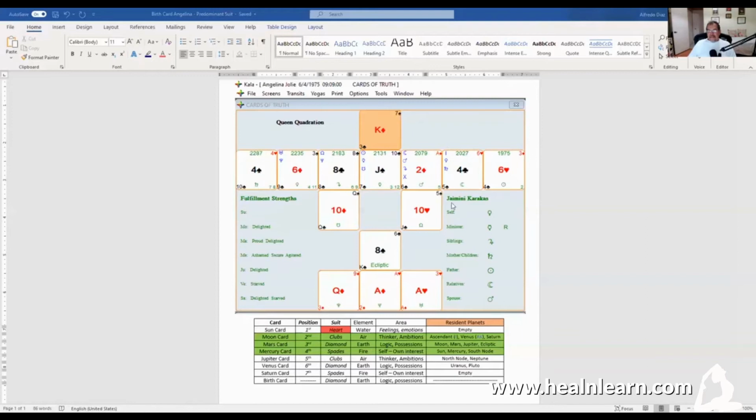And we can see, for instance, in the Moon card, she has the ascendant, Venus and Saturn. She has 3 planets here. This card, which is clubs, has to do with, I put here, thinker and ambition. There are so many things, but to make it short, I just point out she's a good thinker and she has ambitions. And she also has planets here in the Mars card. She has four important positions: the Moon, Mars.